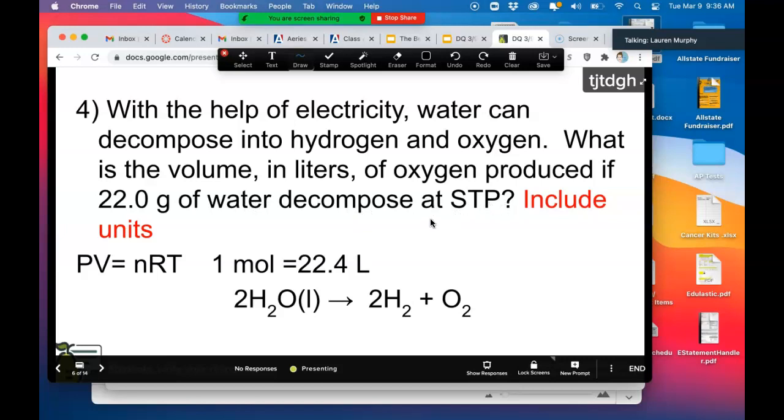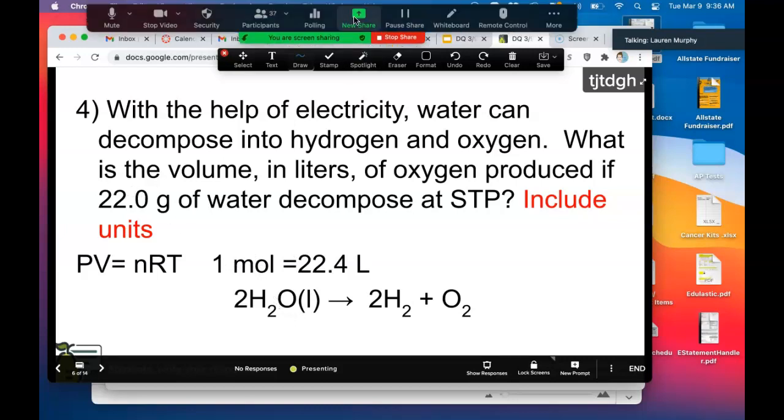Now, because I give you water and I ask you about oxygen, I'm going to have to do mole ratios because I gave you something about this guy, but I want to know about this guy. Now, the nice thing about being at STP is that 1 mole of any gas occupies 22.4 liters at STP.